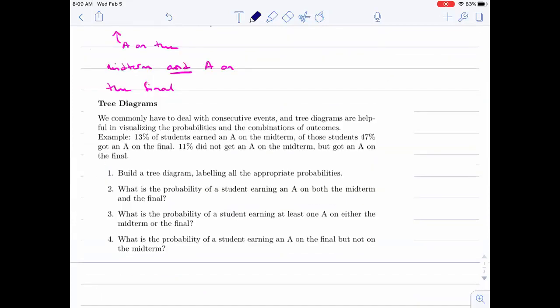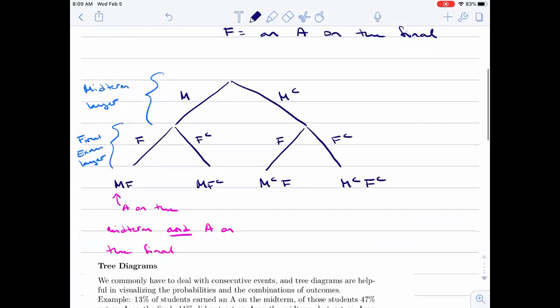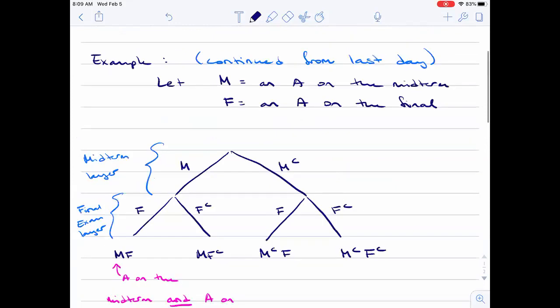In our example, we learned that 13% of students earned an A on the midterm, and of those students, 47% got an A on the final, and then 11% did not get an A on the midterm, but got an A on the final, right? And so here, we set up our tree diagram, and we kind of made some rough notation.